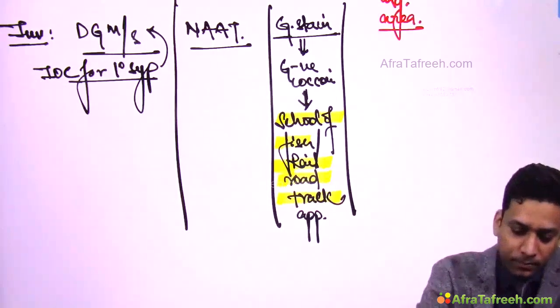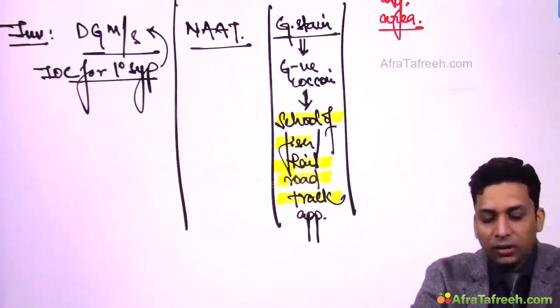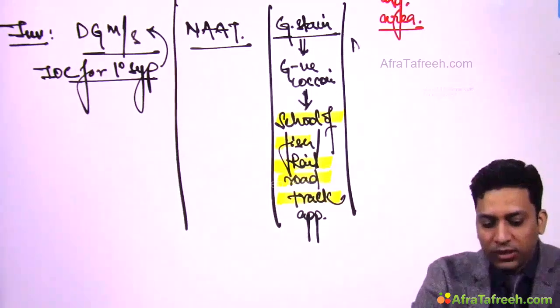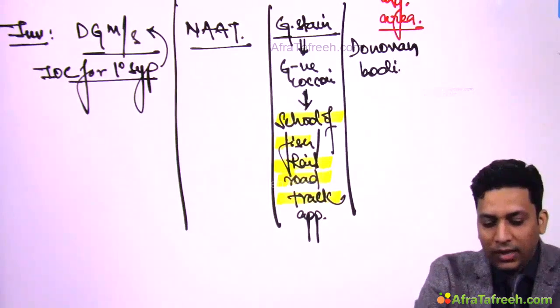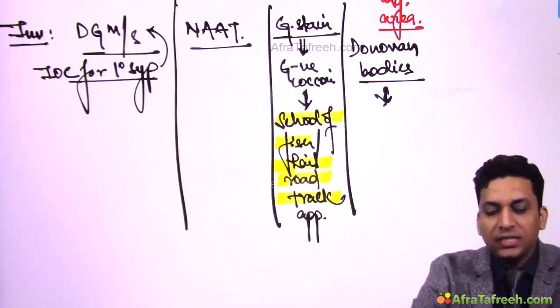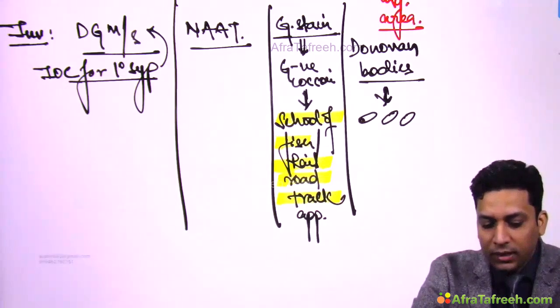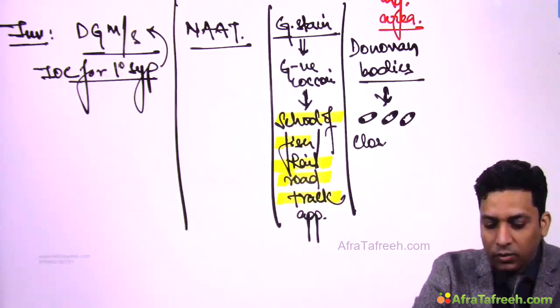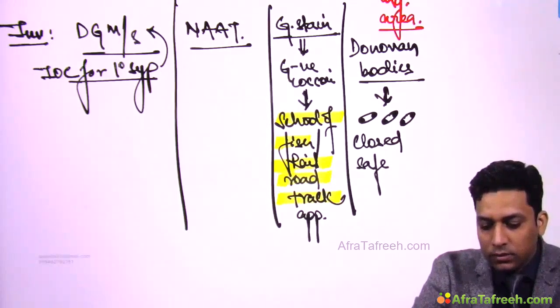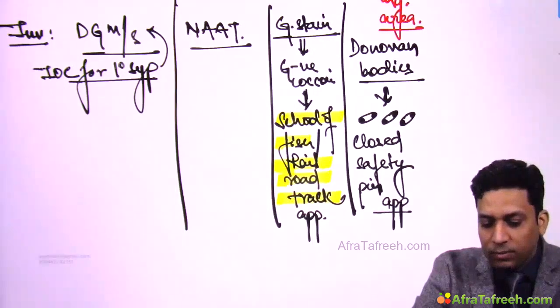Similarly, because this is donovanosis, here which bodies are seen? Donovan bodies. The characteristic feature of Donovan bodies is their shape, that is they appear something like this. Because of the bipolar staining, they resemble a closed safety pin. So you will get a closed safety pin appearance.